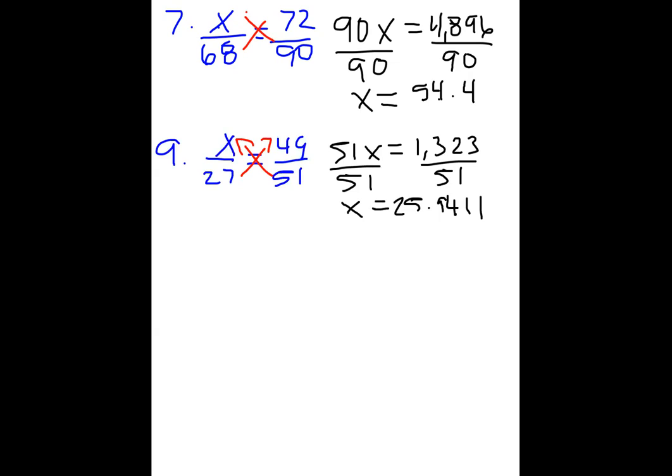We're going to go ahead and round off to the hundredths place. That would be the number 4. Looking at the next number next to 4, it is 1. So it's less than 5. So we're going to leave the 4 by itself. So our answer becomes 25.94.